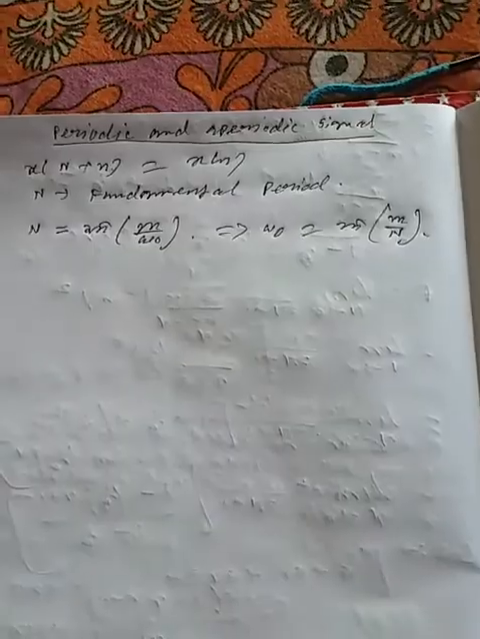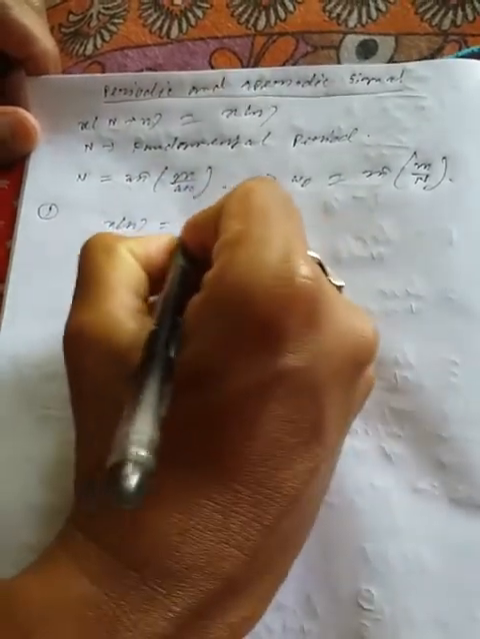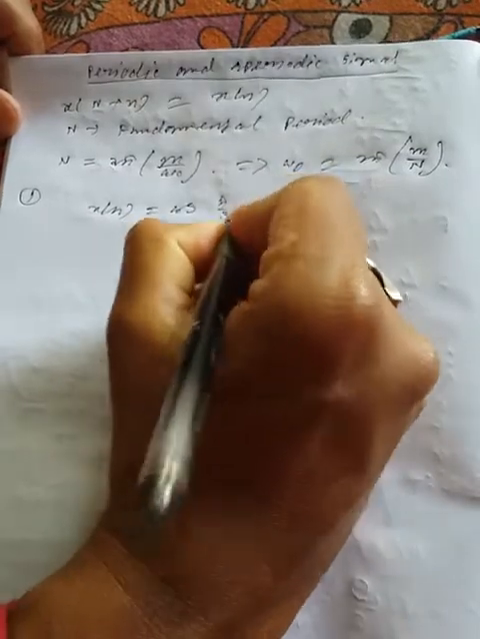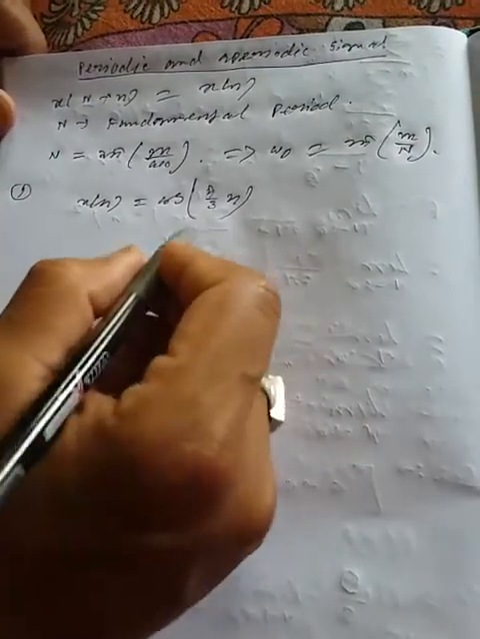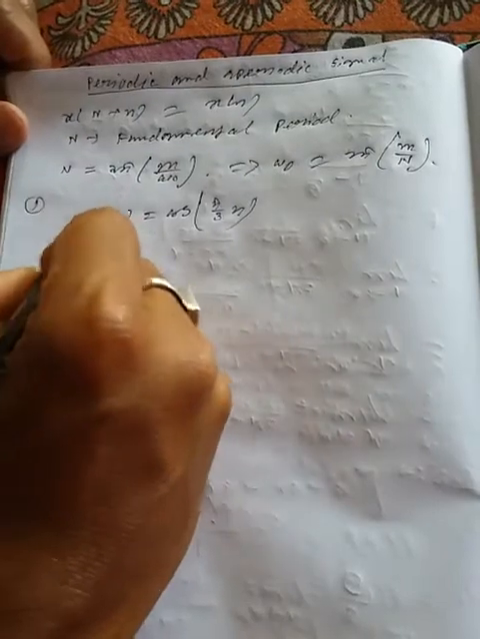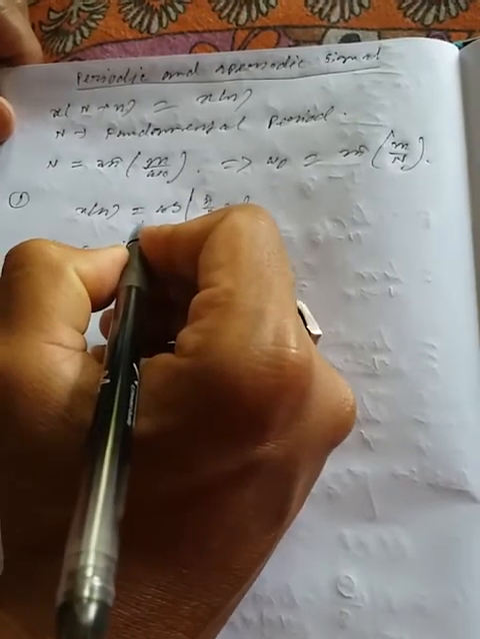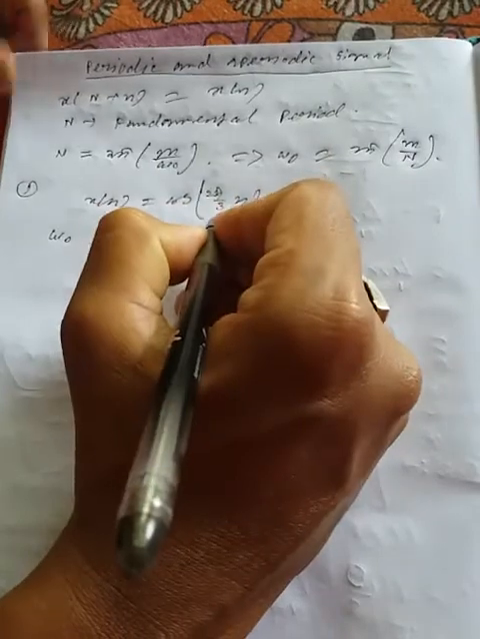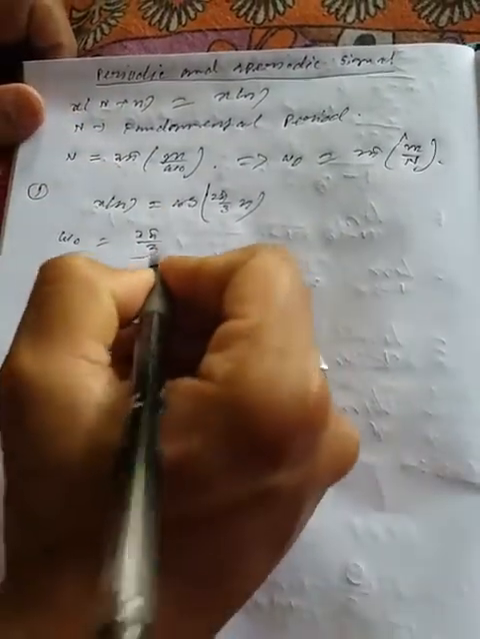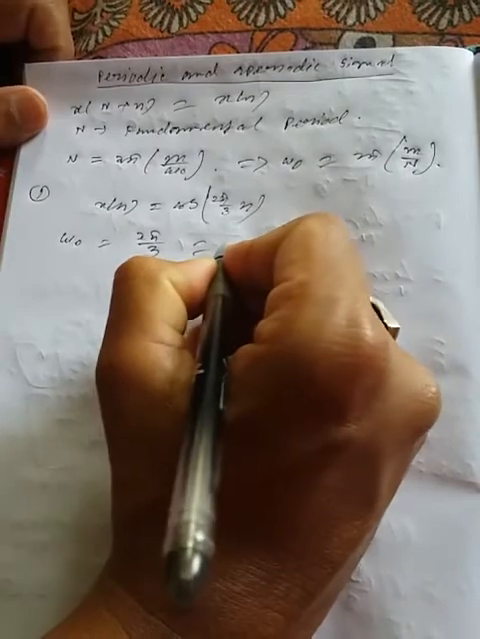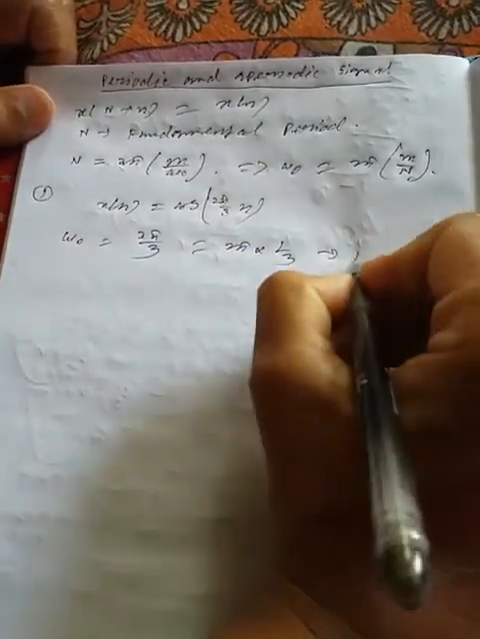Let us take an example. In example 1, suppose x[n] is given by cos(π/3 n). We have to test whether this signal is periodic or aperiodic. In this case, ω0 is 2π/3, because the signal is given by 2π/3 into n. Now this is a rational multiple of 2π, because it is 2π into 1/3. So this signal is periodic.